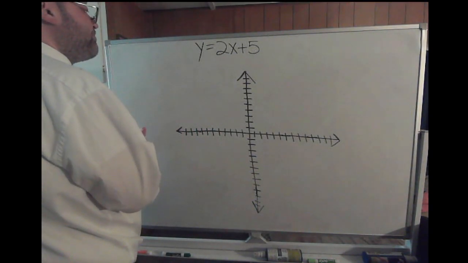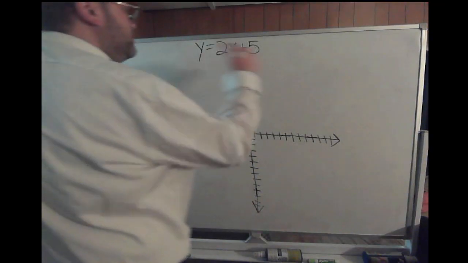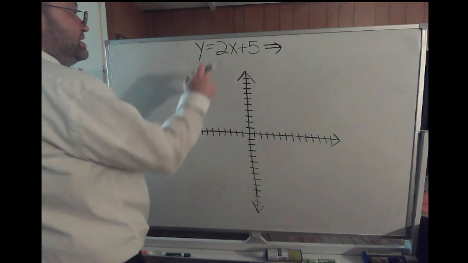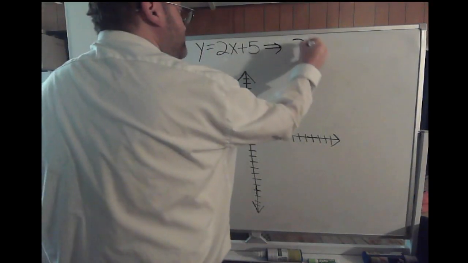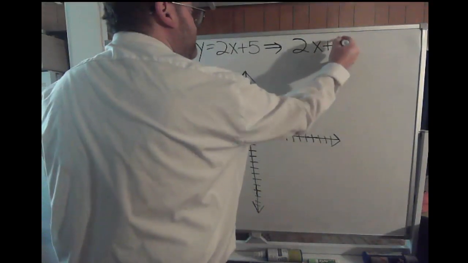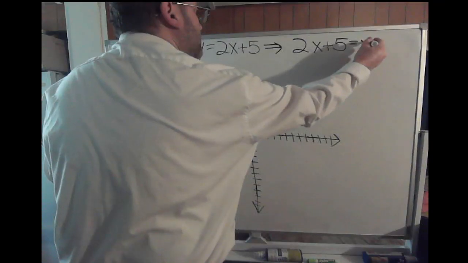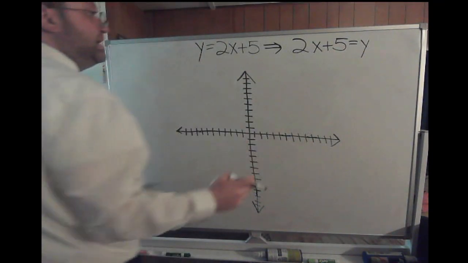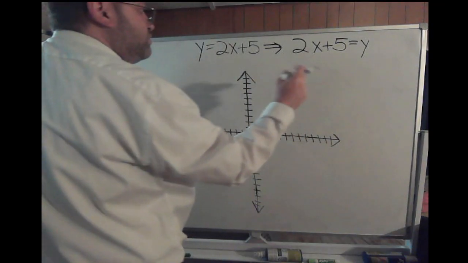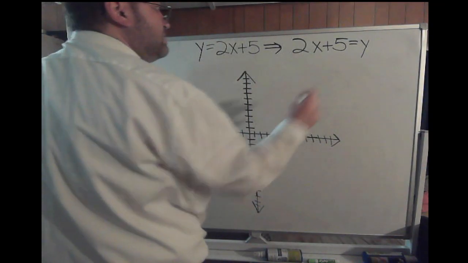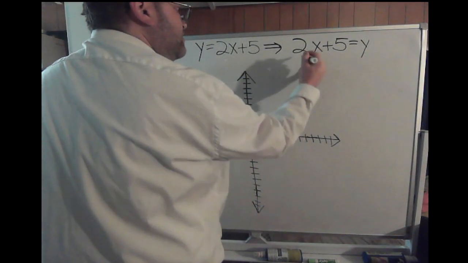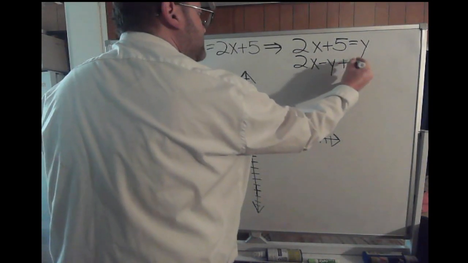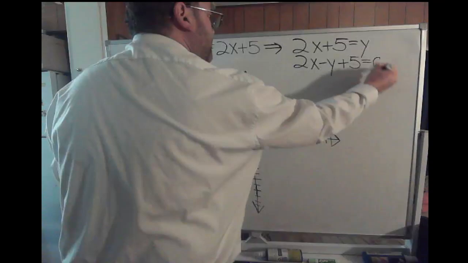So, what I would do, okay, since these are equal, you can switch it around to make 2x plus 5 equal y. Well, you need to move that y to the left-hand side, get it out of the right-hand side. So what you're going to have to do, subtract y from both sides. If you do that, you'll get 2x minus y plus 5 equal to 0.